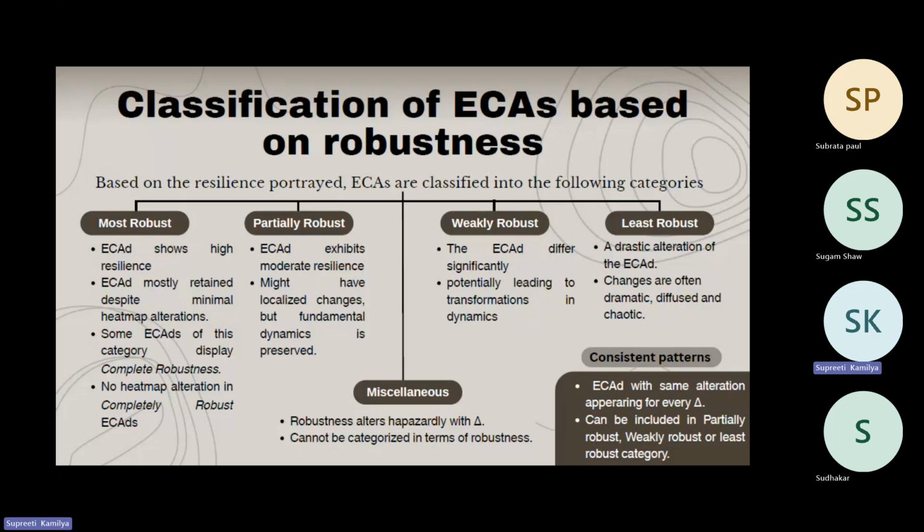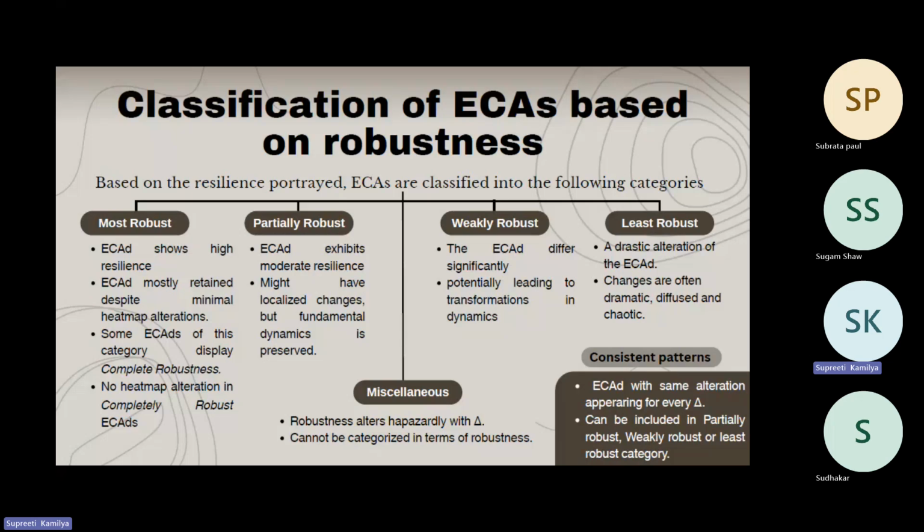Now, there's a miscellaneous category as well. Some rules have been categorized in that manner if a distant neighbor is introduced in the ECA, and for certain lambda there is some alteration. But if you change the value of lambda, the alterations might not appear to be the same. So if the alterations are not consistent, we have named them under the miscellaneous category because they cannot be put in any of the four predefined categories.